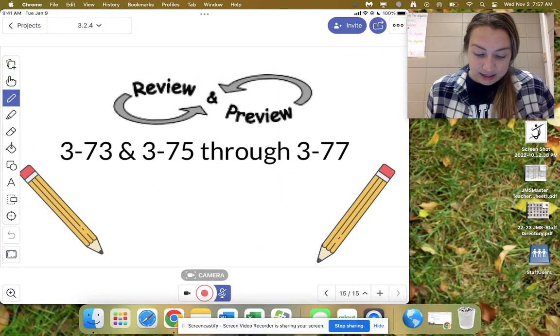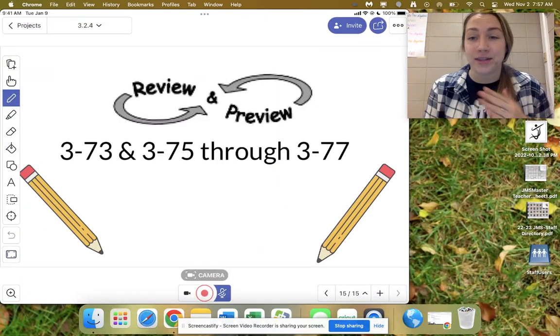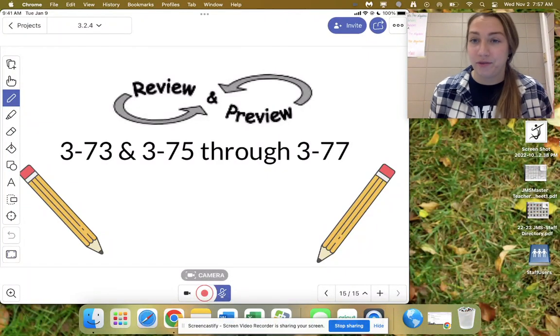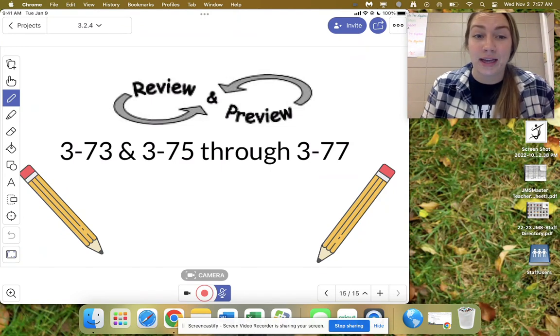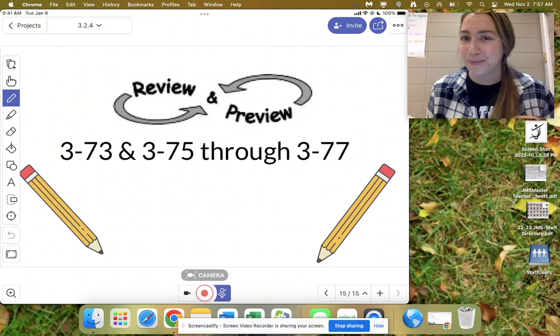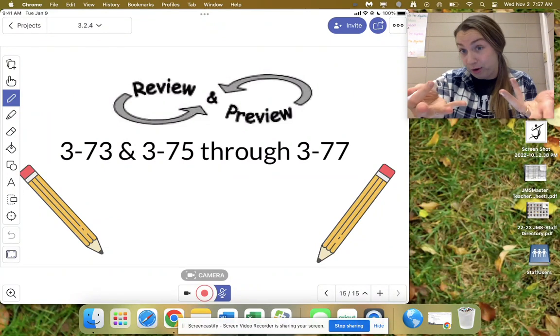All right, today's homework is 73, you can skip 74, and then 75 through 77. So work on that. I will check this homework when I get back, or maybe the sub will check it. I'm not really sure, but do it because it's important, right?